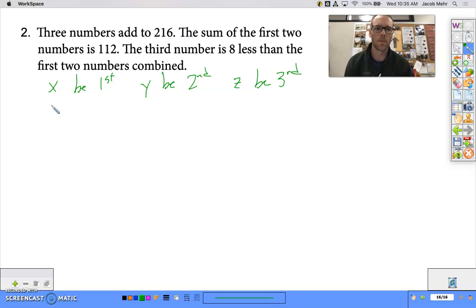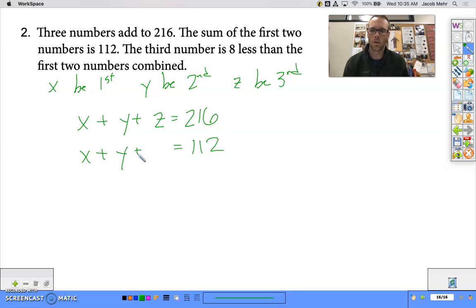Actually, you know what? I'm going to challenge you like I did in the last problem. Pause this video, see if you can write our 3 equations. All right, first equation, 3 numbers add to 216. X plus Y plus Z equals 216. The sum of the first 2 numbers is 112. That would just be X plus Y equals 112. If you want to write your 0Z in, you certainly are welcome to do that. I'm not going to do that on this one though.